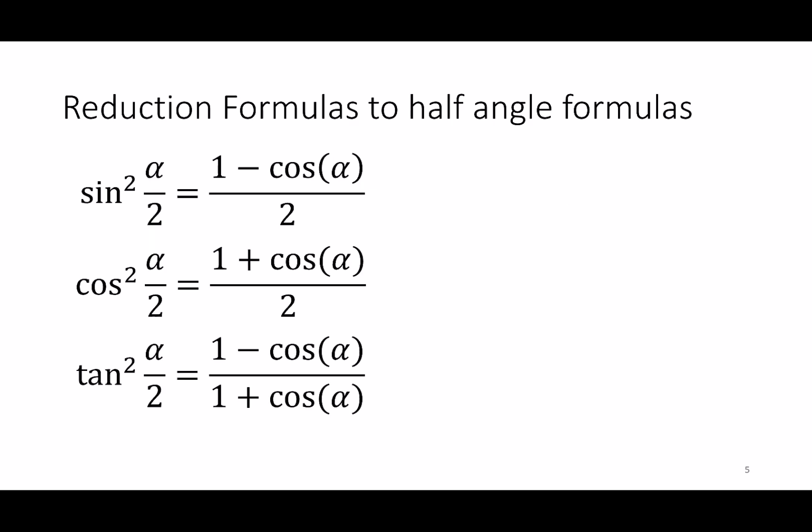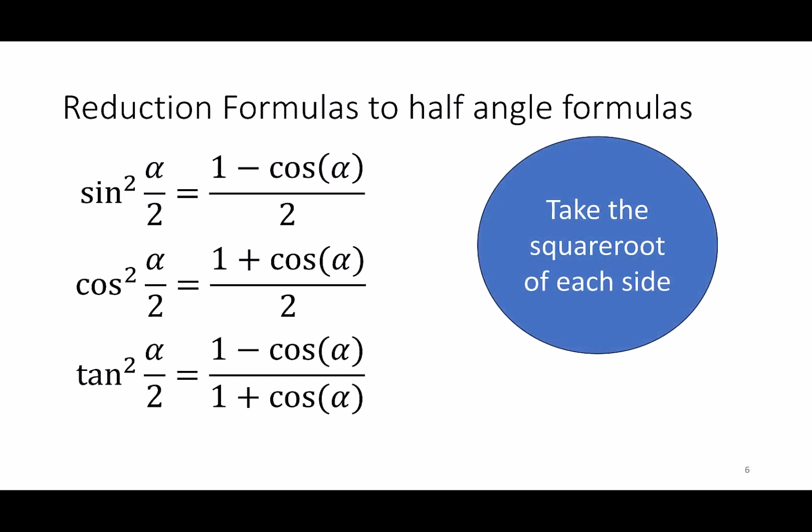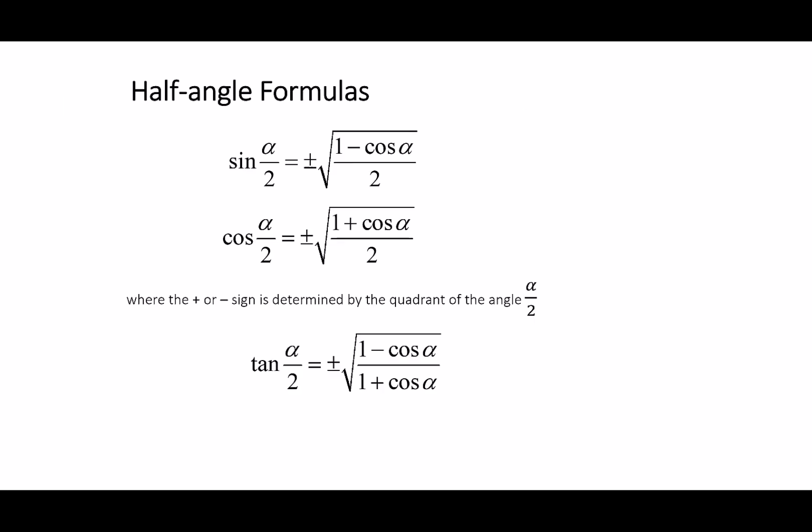What I want to do is find a formula for sine alpha over 2, cosine alpha over 2, and tangent of alpha over 2. Right now, we have sine squared alpha over 2, cosine squared alpha over 2, and tangent squared alpha over 2. To get rid of the square, I'm going to take the square root of both sides of each equation. This gives us our half-angle formulas.